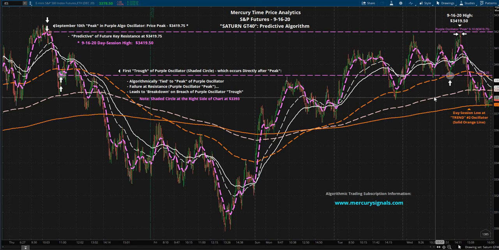Oh, by the way, let me show you one other thing here. This solid white line oscillator. Take the trough right there. Okay, you see where I got the crosshair? Now look to the right. Where was the exact low tick today? Exact low tick, 75.50.